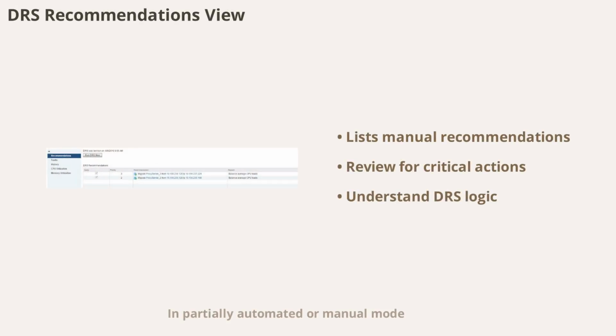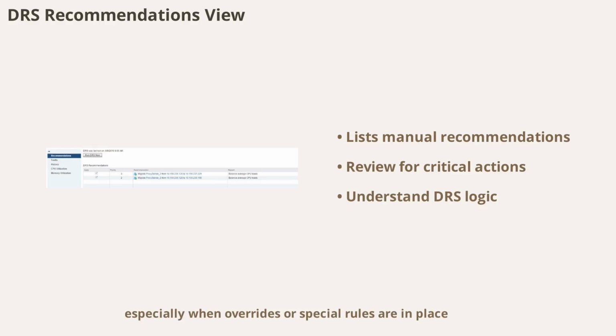In partially automated or manual mode, the recommendations view lists all DRS suggestions that require your approval. This includes both initial placement and load balancing moves. Reviewing these recommendations helps you understand DRS's logic and ensures that critical actions aren't missed, especially when overrides or special rules are in place.